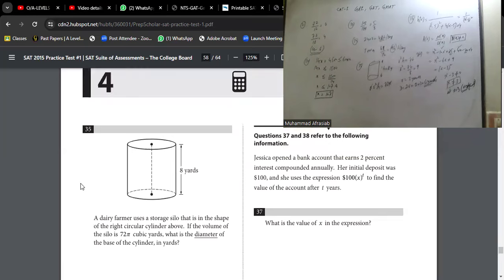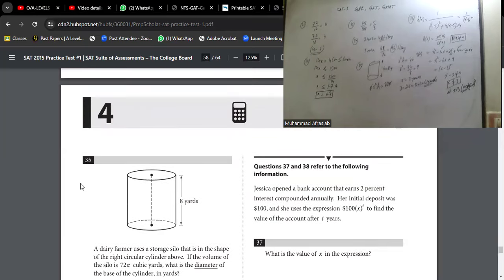Questions 37 and 38 refer to the following information. Jessica opened a bank account that earns 2% interest compounded annually. Her initial deposit was $100 and she uses the approximation 100 times x to the power t to find the value of the account after t years.